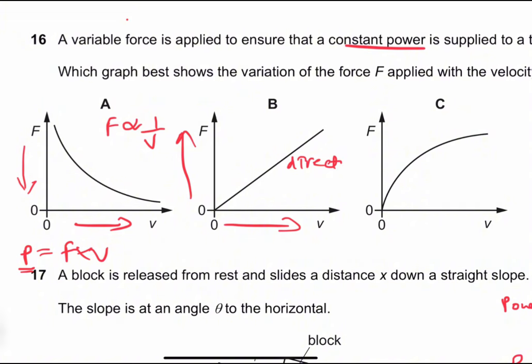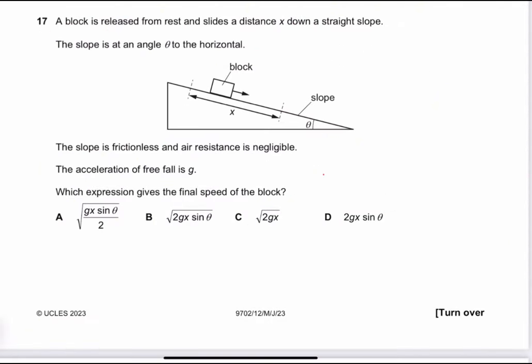This is for inverse proportion. So the answer is A. Moving on to question number 17. We've been given a block that slides from rest and slides a distance x down a straight slope. We've been asked to find an expression for the final speed of the block. So the weight of the block acts downwards.